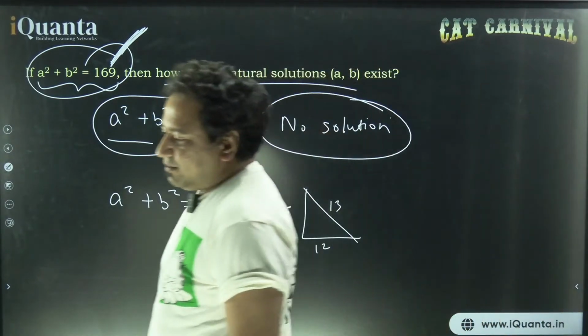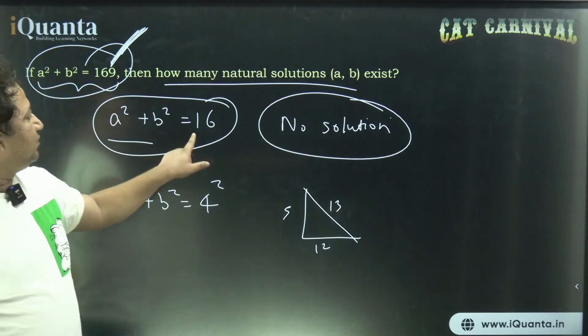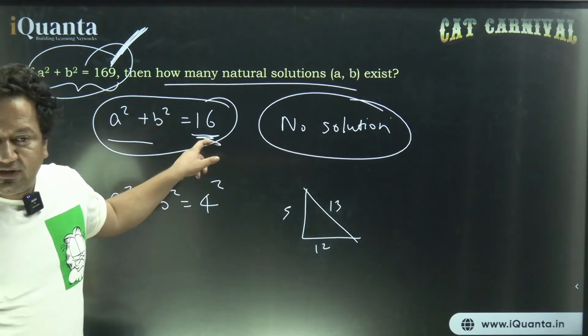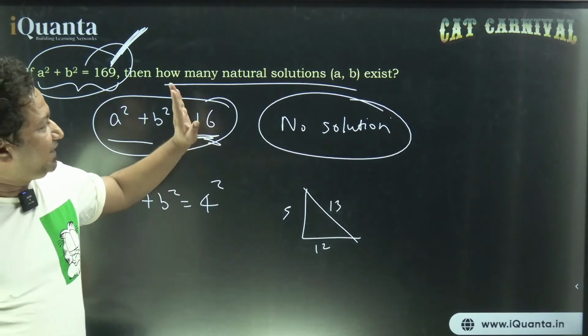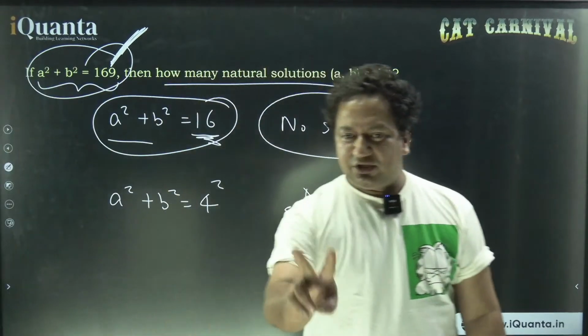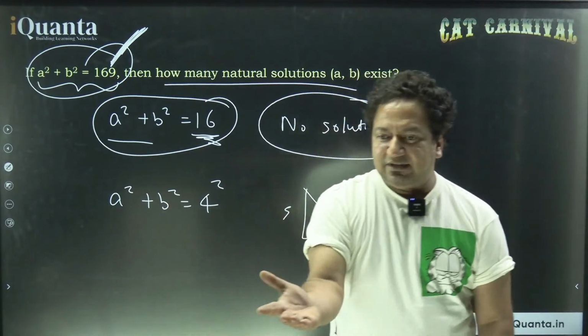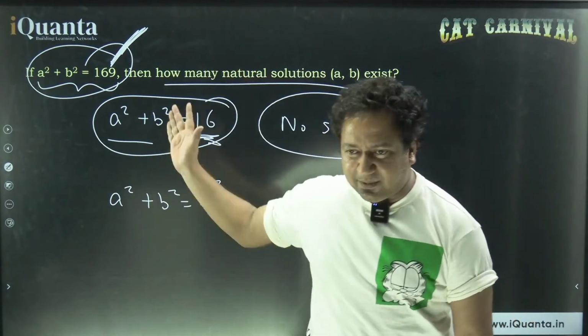Now what does that mean? That means if this value is not part of any Pythagorean triplet, then we will get 0 natural solutions, 2 whole solutions, and 4 integral solutions. Can we say that? I'll make a table and revise it for you.